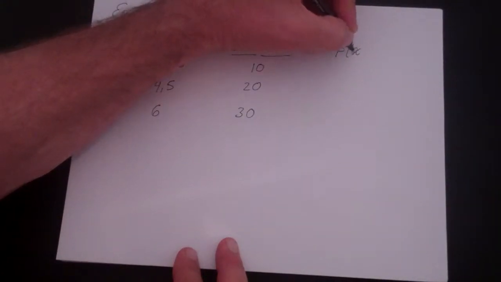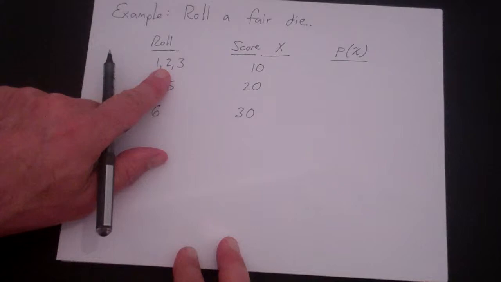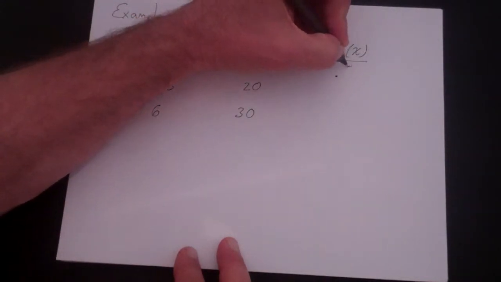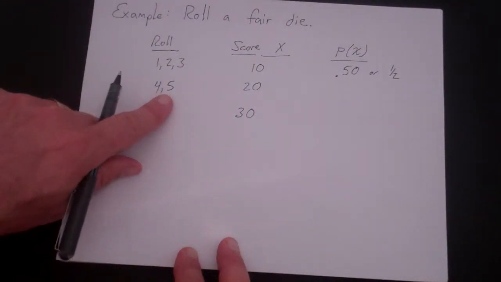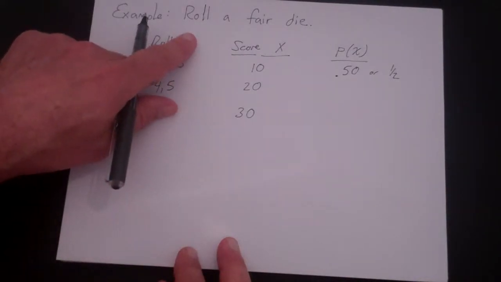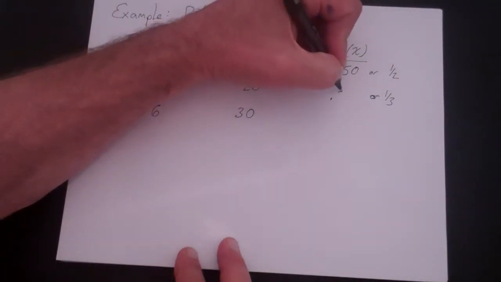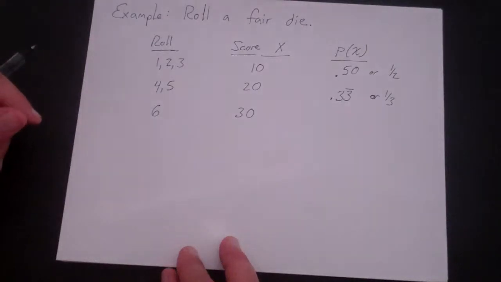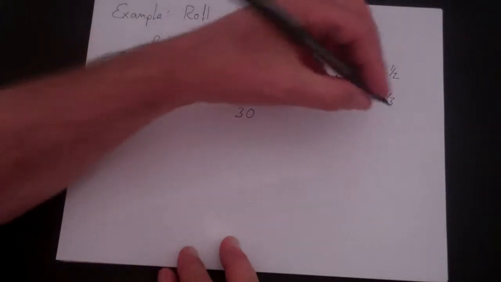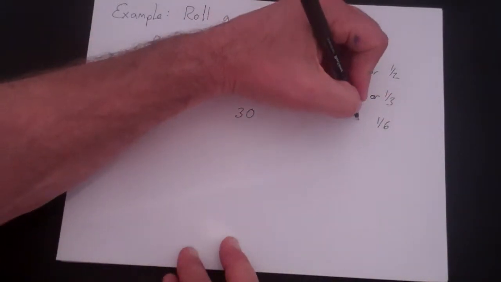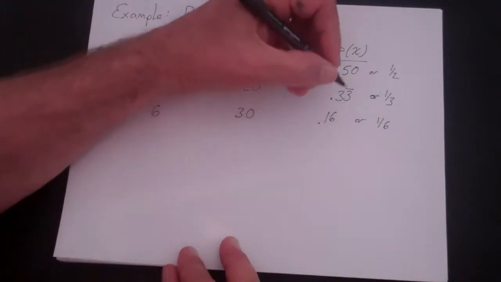So if you think about the probability of X, the probability of getting a score of 10, since you get it when you roll a 1, 2, or 3, that would be 50%, or 1/2. If you roll a 4 or a 5, that's 2 rolls out of 6, so your probability is 1/3, or if you want to do it in decimal, 0.33 repeating. And rolling a 6 would be 1 out of 6. And 1 out of 6 is 0.16 repeating.